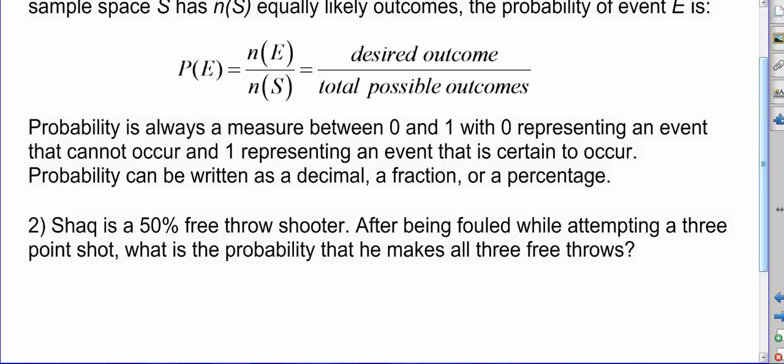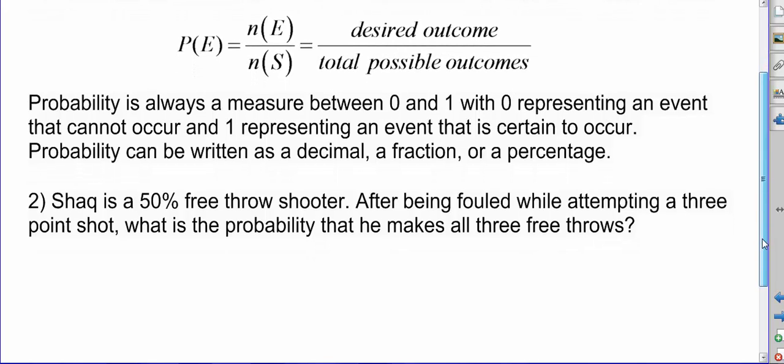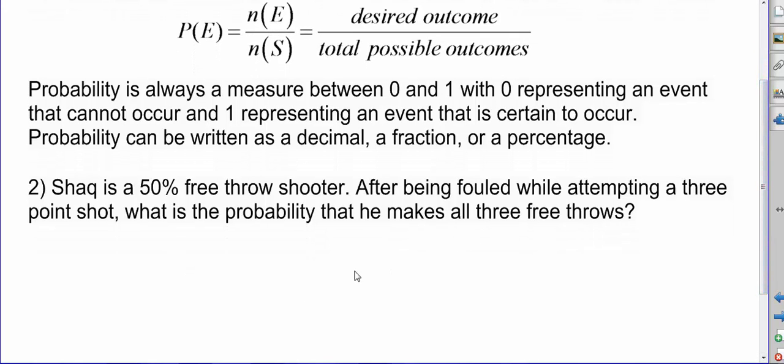So let's take a look at an example of probability. My favorite basketball player of all time, Shaquille O'Neal, was a 50% free throw shooter after being fouled while attempting a 3. That's a funny scenario. What is the probability that he makes all 3 free throws? So the way we're going to look at it, I'm going to treat this as a sample space problem to begin with, actually. So let's look at the possibilities.